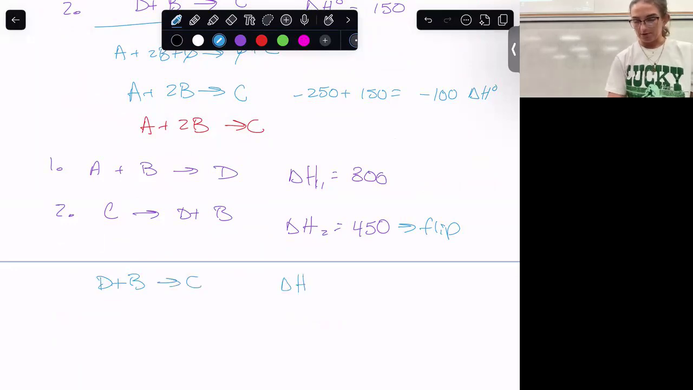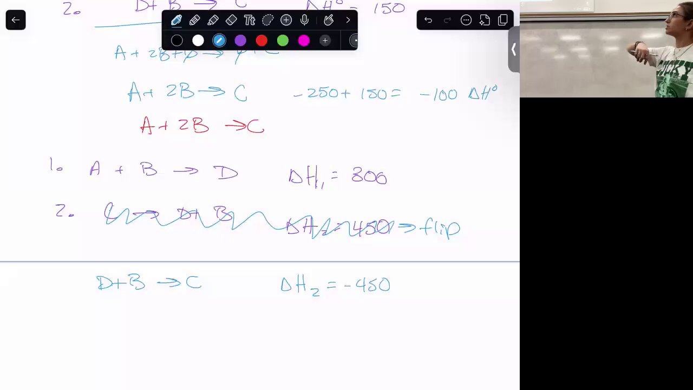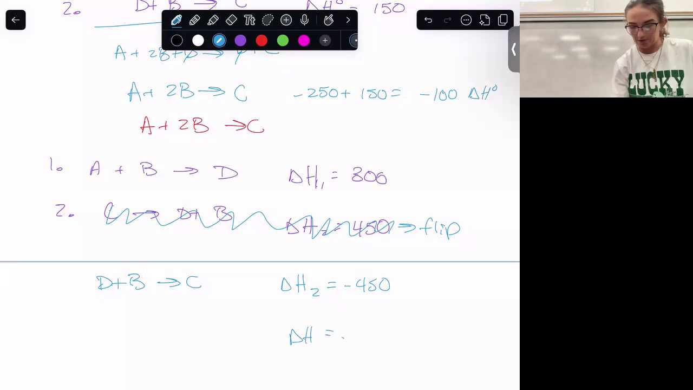So what does that do for delta H2? Negative. So this now becomes negative 450. We don't care about this one anymore. Then I could add up my purple equation and my blue equation. And now this time, delta H would equal negative 150. Okay, if this was the problem we were solving.